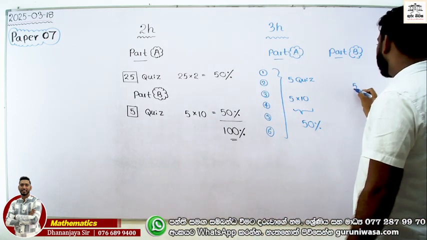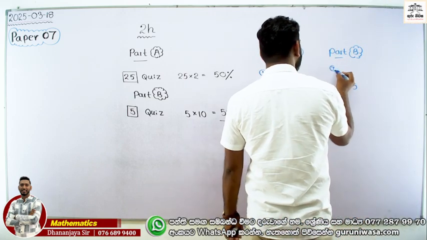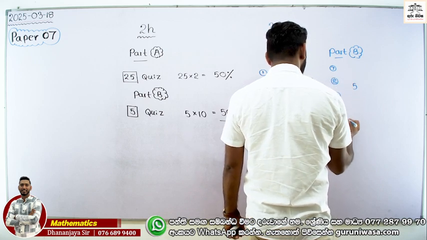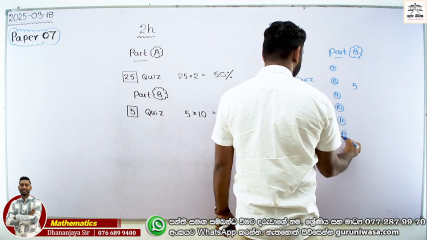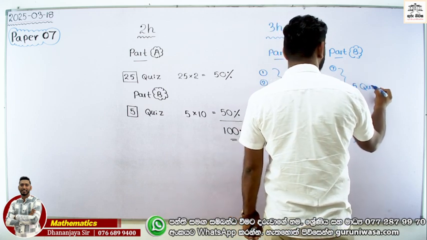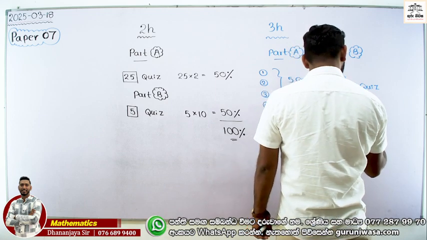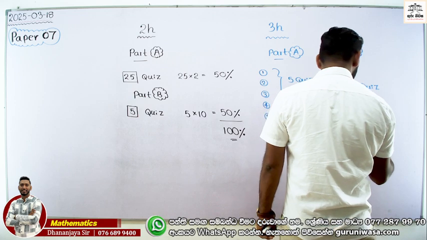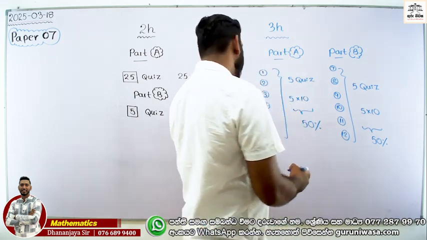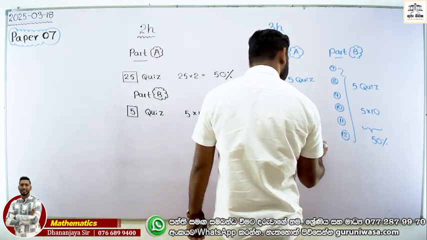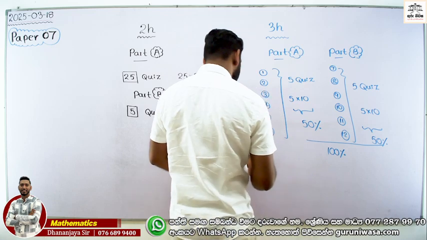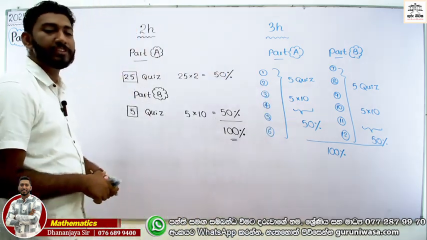And part B is the same thing. Questions number 7 to 12. There are another 6 questions, and we need to write 5. 5 multiplied by 10 marks also becomes 50%. The whole paper becomes 100%. Now the total becomes 200, and it is divided by 2.